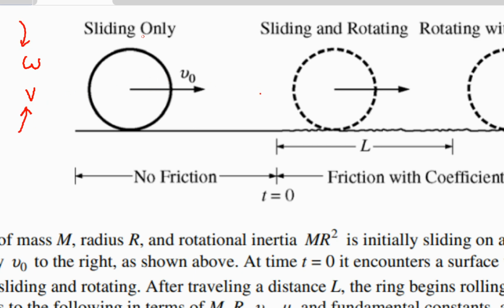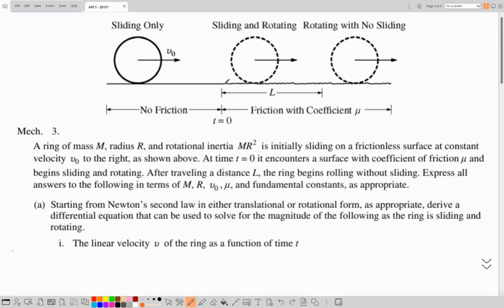Since it is initially sliding, it has only an initial speed and no angular speed until it reaches this moment in which we have friction. Remember that friction provides torque for the wheel and converts part of the translational motion into rotational motion. At time t equals 0, it encounters a surface with coefficient of friction mu and begins sliding and rotating. This is important.